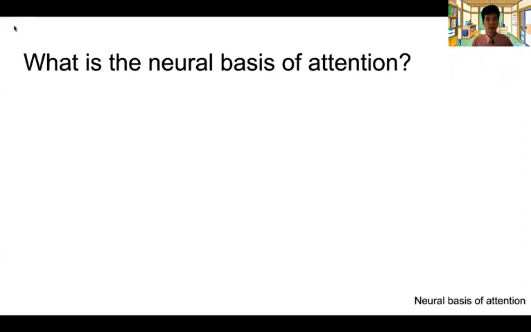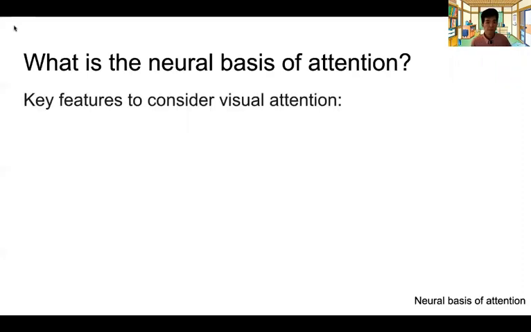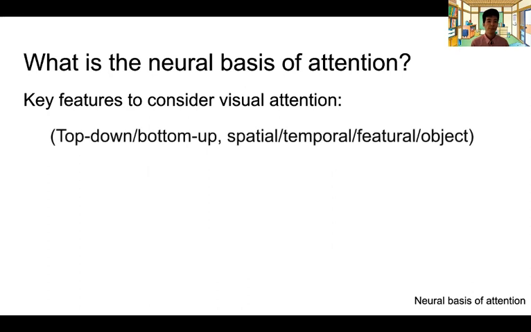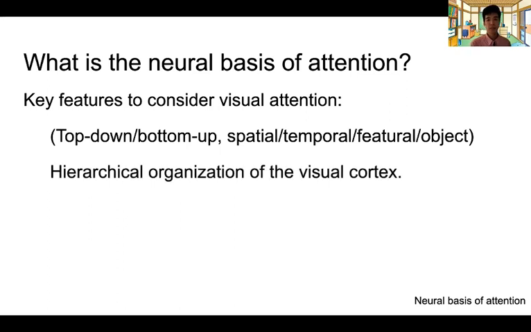Okay, so what is a neural basis of attention? The key features to consider for visual attention are the distinction between top-down and bottom-up, and spatial, temporal, feature, and object-based attention, which type of attention we are talking about, and then the hierarchical organization of the visual cortex. There are many types of attention that are not visual as well, auditory and also arousal, but most of what we know about attention is coming from visual science. So these are quite important considerations.